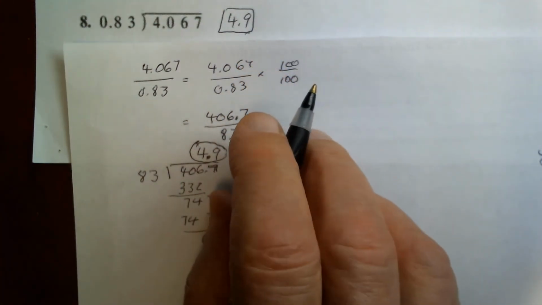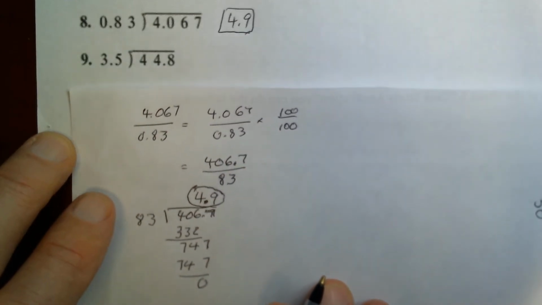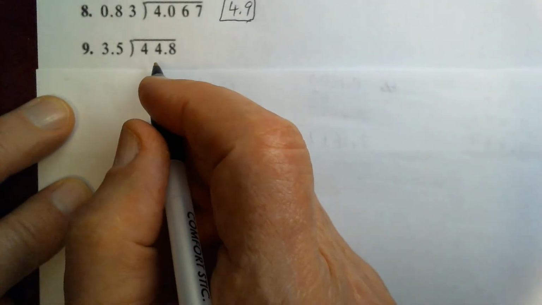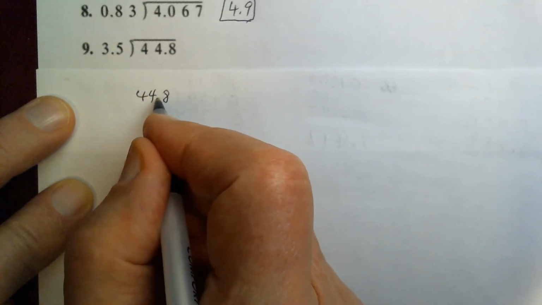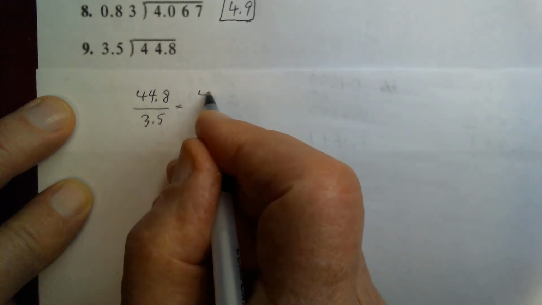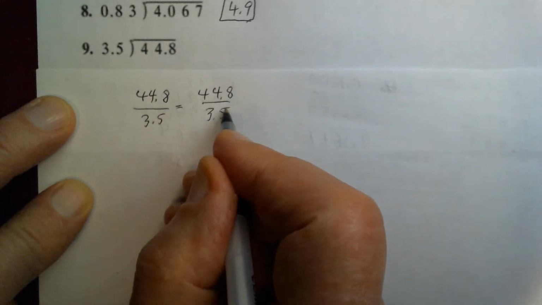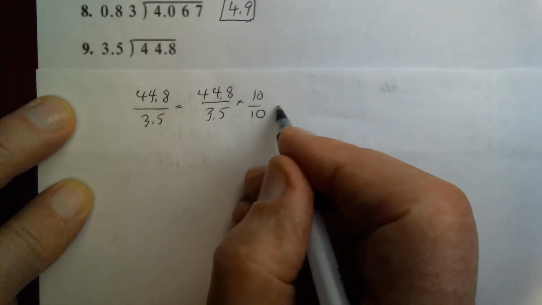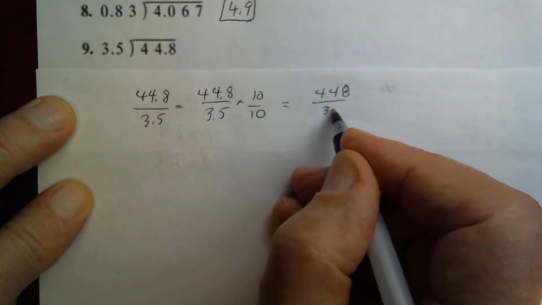Again, I would encourage you to take a piece of paper and do it yourself, just to get the idea how to do this. So let's do number 9. We can rewrite this as 44.8 divided by 3.5. We multiply numerator and denominator by 10 to make the denominator a whole number, times 10 divided by 10, which is equal to 448 divided by 35.